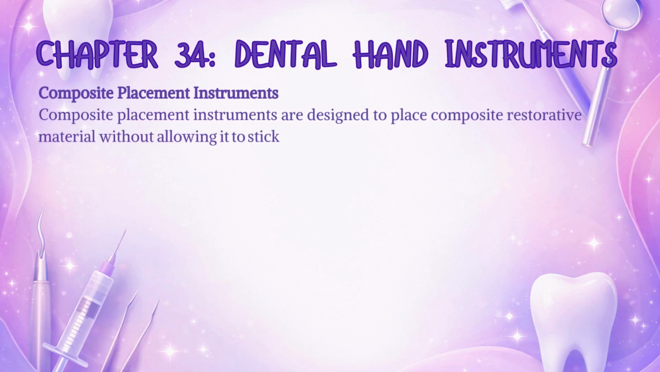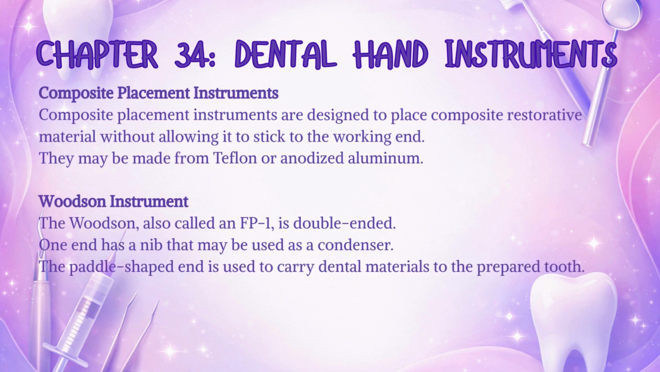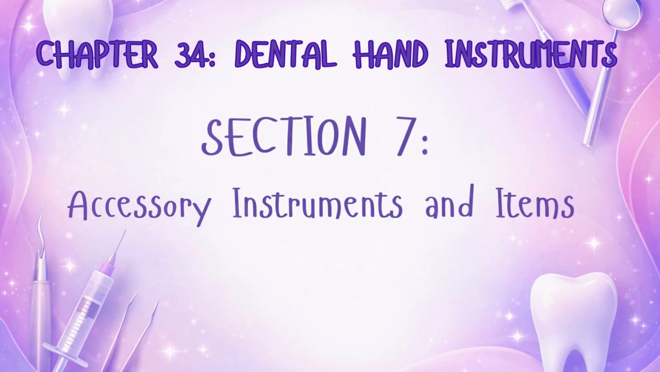Next, composite placement instruments, which are designed to place composite restorative material without allowing it to stick to the working end. They may be made of Teflon or anodized aluminum. And lastly, the Woodson instrument, also called an FP1, which is double sided. One end has a nib that may be used as a condenser, while the other has a paddle shaped end and is used to carry dental instruments to the prepared tooth.